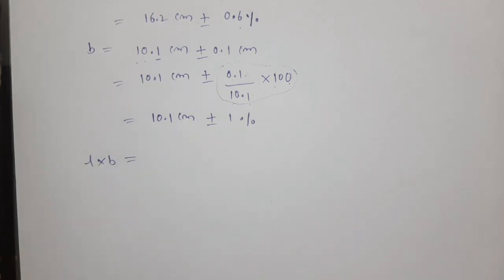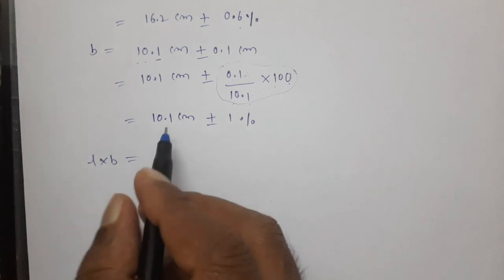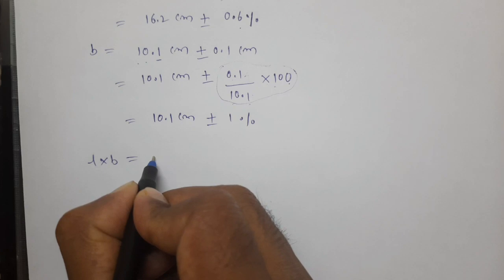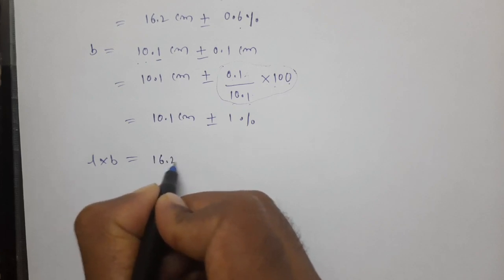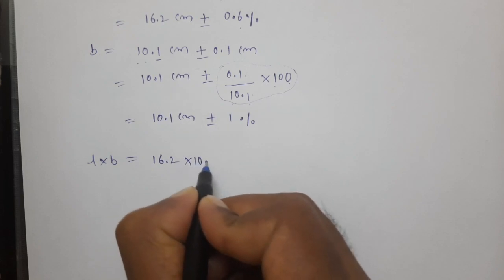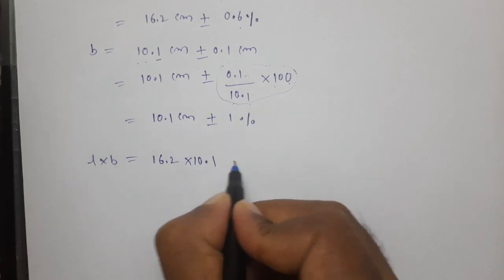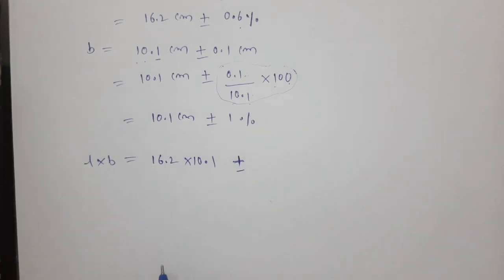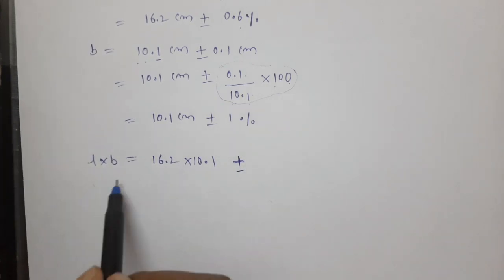L into B, how much? That is 16.2 into 10.1, plus or minus error, right? When two quantities are multiplied, you have already learned what that is.